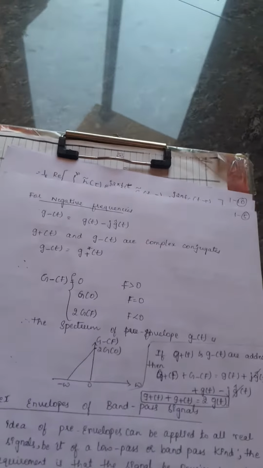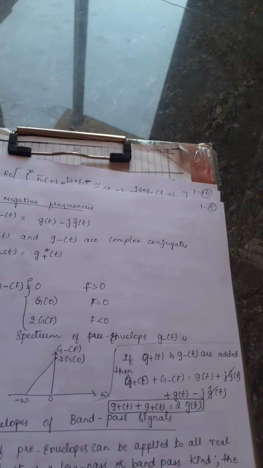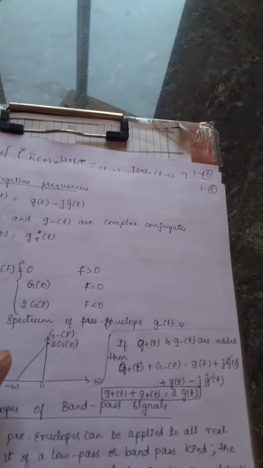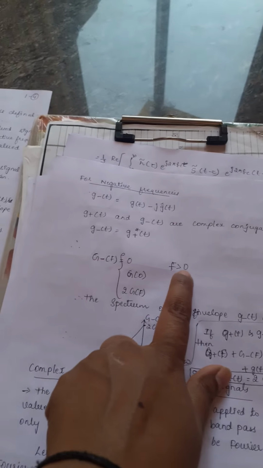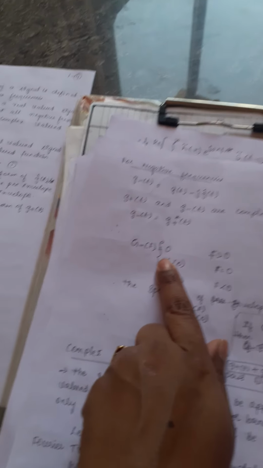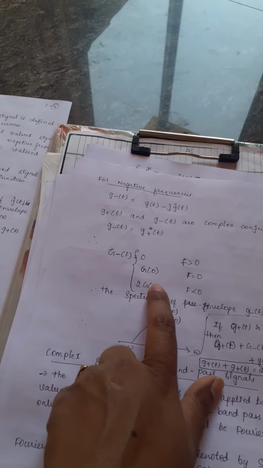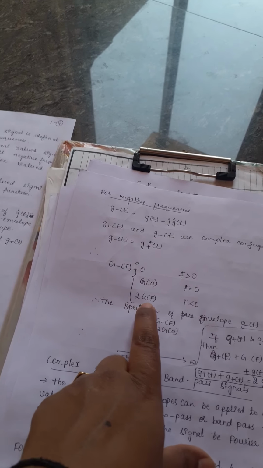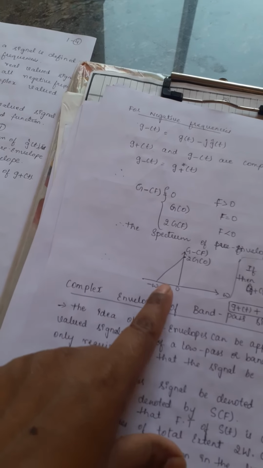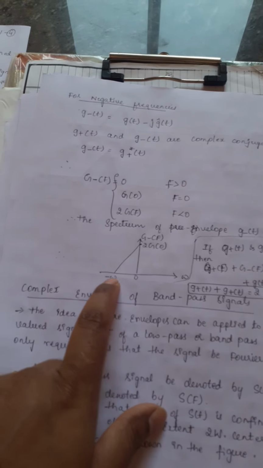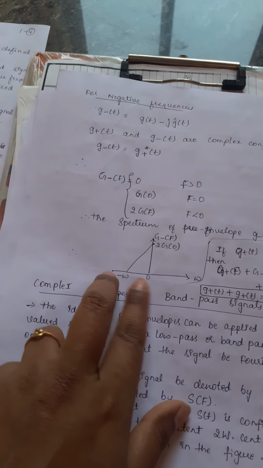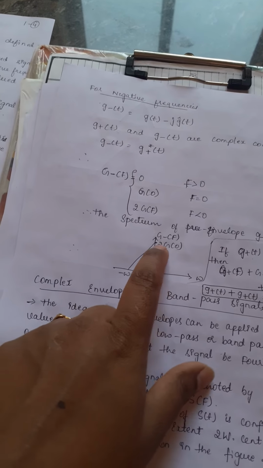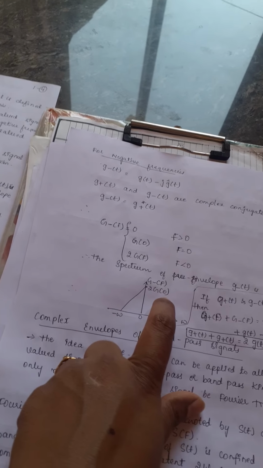Just as we did for the positive frequency, we do the same for the negative frequency. For the frequency f greater than 0, the value will be 0. For f equal to 0, the value will be G of 0 only. If f is less than 0, the value will be 2 into G of f. This is the spectrum of the pre-envelope of a negative frequency. It varies from minus omega to omega, and the amplitude will be 2 into G of 0.